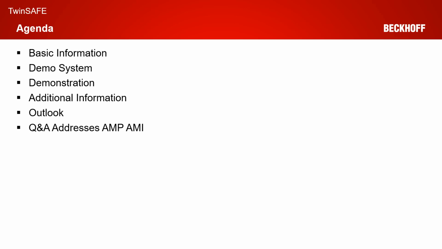After a few pieces of basic information about today's tutorial, I describe our demo system and show you in TwinCAT 3 how you can configure the safe addresses of AMP and AMI systems. After the demonstration, I will give you some additional information on an alternative way to configure the address. I will give you a short outlook to the next tutorial, and we finish up with a Q&A concerning the addresses of AMP and AMI.